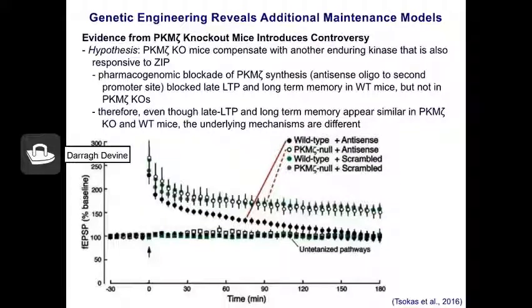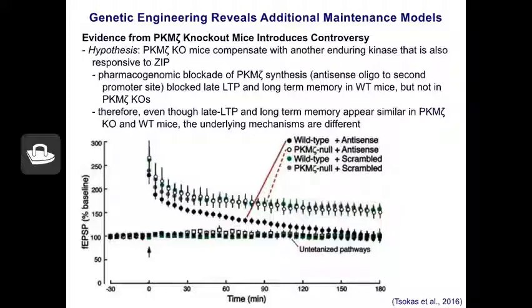So I think it's clear that Tsoukas and colleagues favored the hypothesis that protein kinase M-zeta knockout mice compensate with another enduring kinase that's also responsive to ZIP. But now this hypothesis would be hard to test with pharmacological challenges because it turns out that the available drugs all interact with the catalytic domain of the protein kinase C isoforms, and those domains are all very similar. So there's a problem with lack of specificity of the drugs for the individual protein kinase C isoforms.